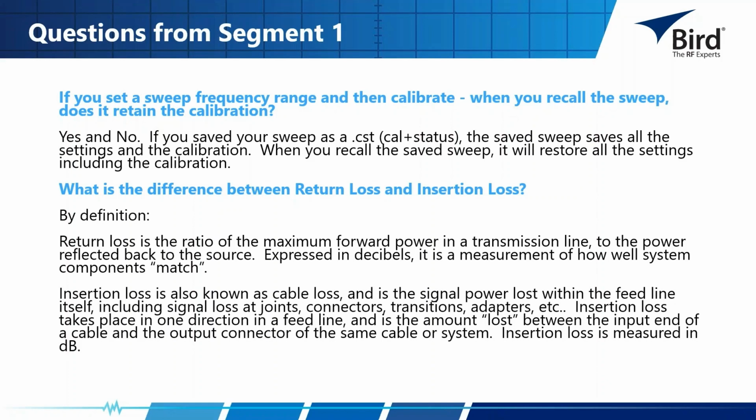Insertion loss, on the other hand, is also known as cable loss, and it is the signal power lost within the feed line itself, including signal loss at joints, connectors, transitions, adapters, etc. Insertion loss takes place in one direction in a feed line, and is the amount lost between the input end of a cable and the output connector of the same cable or system. Insertion loss is measured in dB.